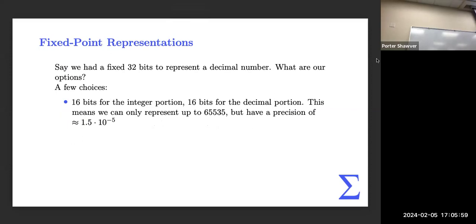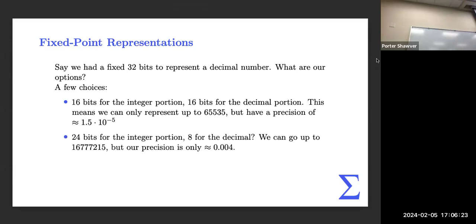If we do this, we can represent numbers as large as 2 to the 16 minus 1. And our precision is about 1.5 times 10 to the negative 5, right? 2 to the negative 16, something along those lines. So we have a much smaller range at the top using 32 bits than we did if we had an integer. But now we can represent fractions.